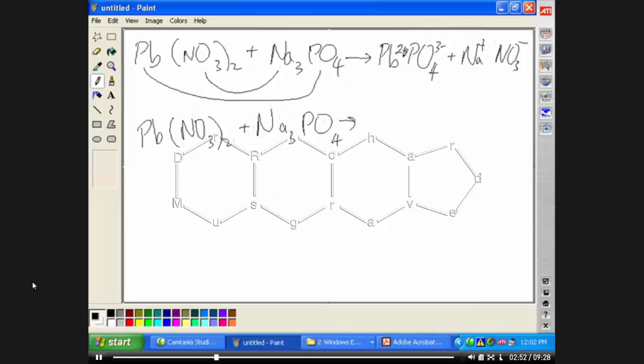We've got Pb 2+ and PO4 3-. That'll give us Pb3(PO4)2. If you don't know what I'm doing, go back to Module 8 and you'll see plus NaNO3. Now, as I said earlier, one of these is going to form a solid. We've got to figure out which one that is. So we've got lead and phosphate and sodium and nitrate over here.